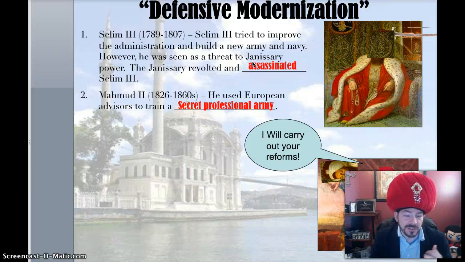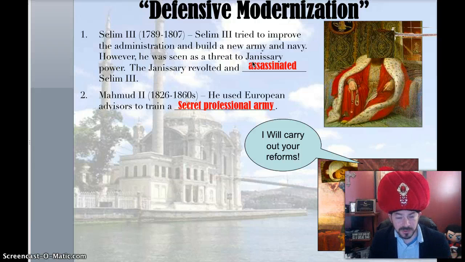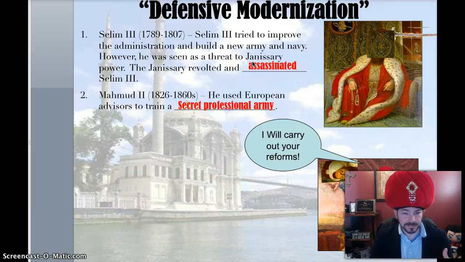I don't believe they actually cut his head off. They preferred strangulation, and they killed him that way. And unfortunately, this really showed the next Sultan, Mahmud II, that he had to be a little more careful if he was going to modernize. He did want to carry out the reforms of Selim III, and so he starts to create a secret professional army instead, so the Janissaries don't know.